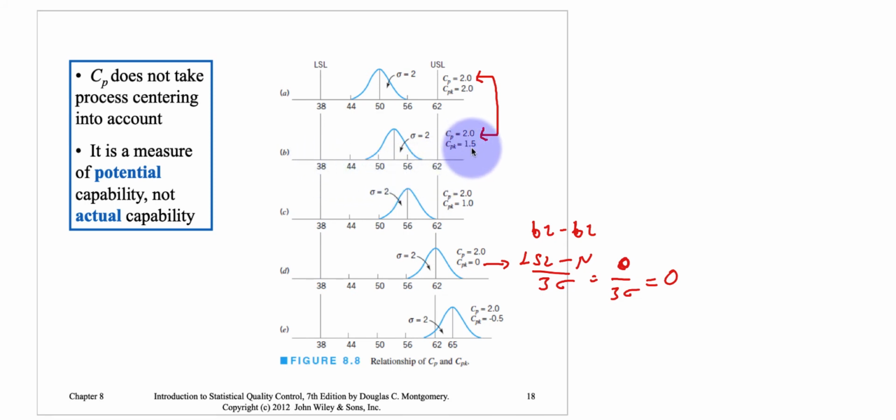And CPK is getting lower. It is 1.5. Why? Because the mean is getting closer to the upper specification limit. That's why the specification range on the upper side is reduced, and that's why the CPK value is reduced. In the extreme case, the CPK value becomes negative because the mean exceeds the specification limit on the upper side. So it means that there will be lots of non-conforming product.